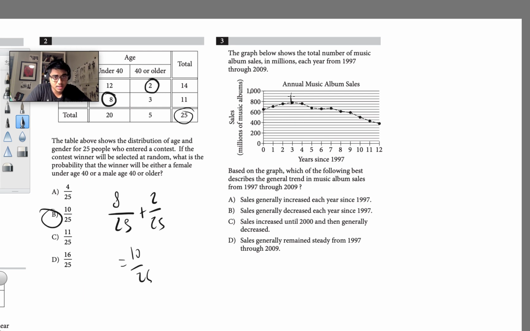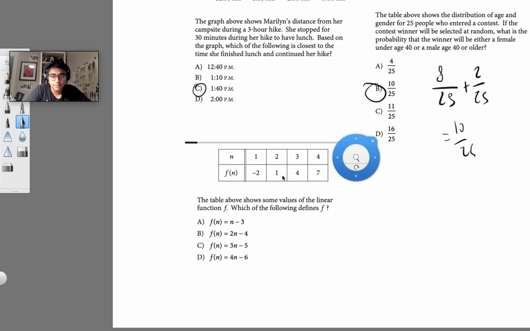But that's false because since 2000, sales have decreased. So it's not A. Sales generally decreased each year since 1997. That's false because up to 2000, sales have increased. So this is false. Sales increased until 2000 and then generally decreased. Okay, this works. Sales generally remained steady from 1997 to 2009. That's false because it went from like 620 to 380. So the answer is C.